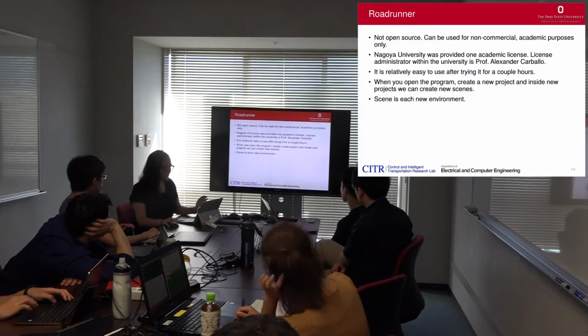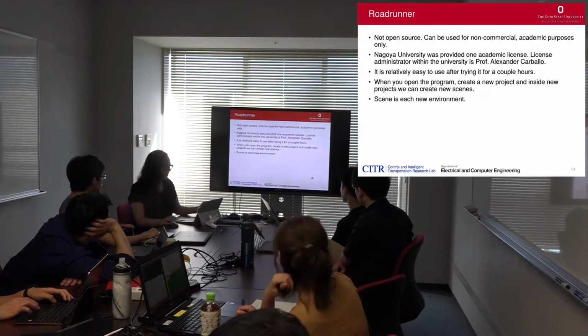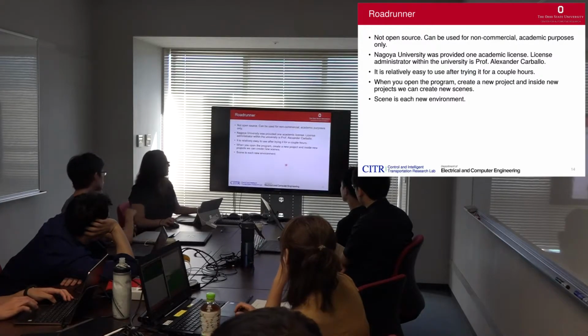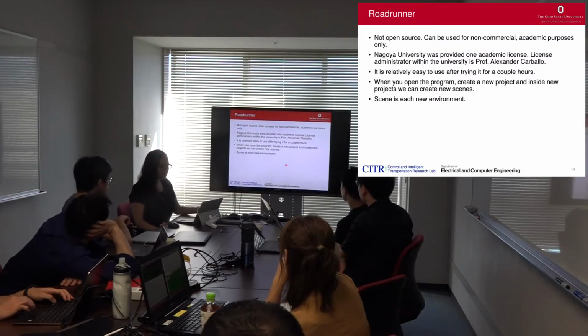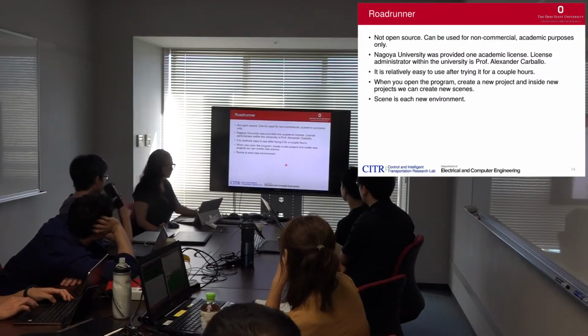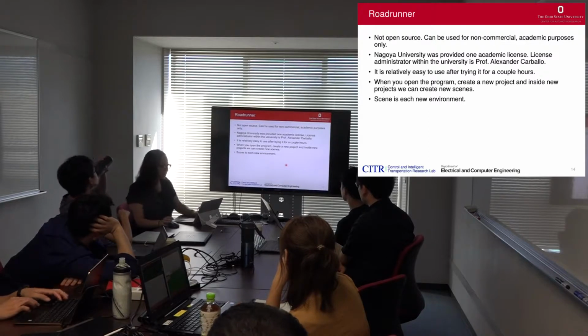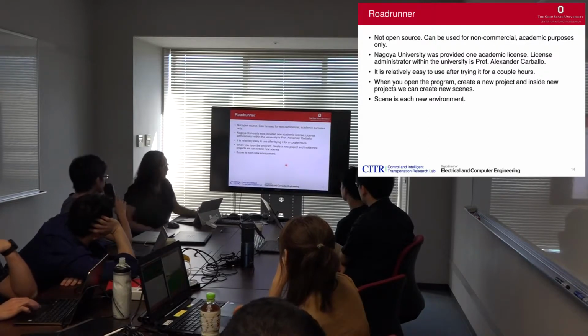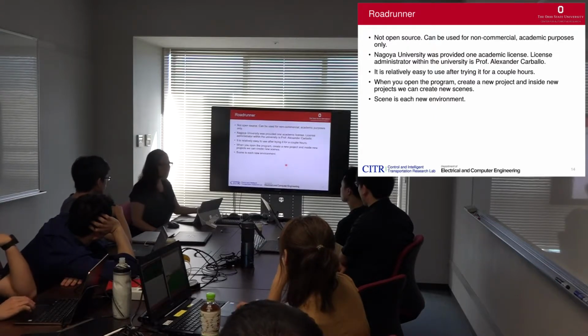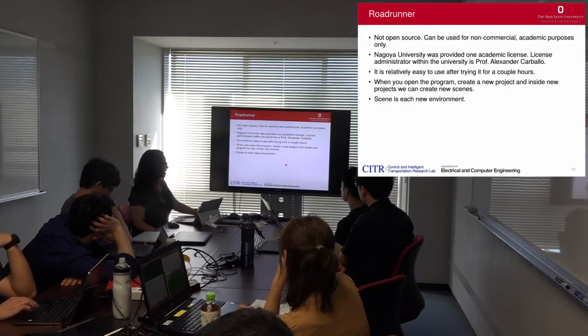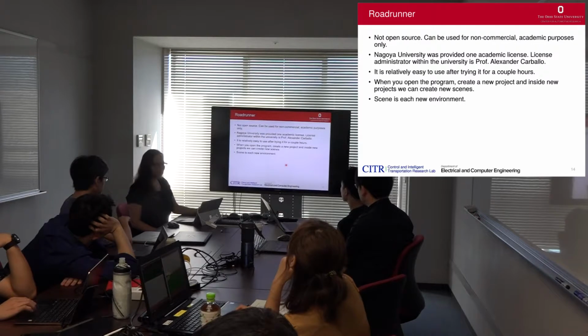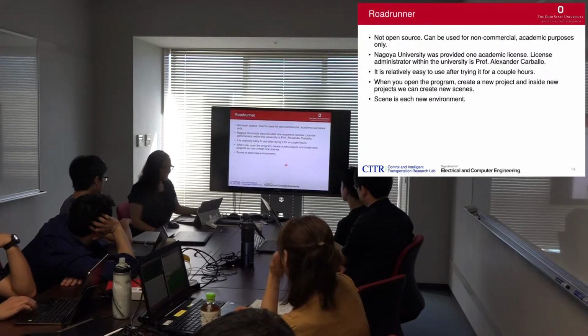So now we're gonna go into RoadRunner. The disadvantage of RoadRunner, of course, is that it's not open source, so it can only be used for non-commercial and academic purposes. We have an academic license right now. The license administrator is Professor Alex. If you want to check the software out, you can ask him and he can provide you the license. It can be used on only one computer at a time. It's relatively easy to use.